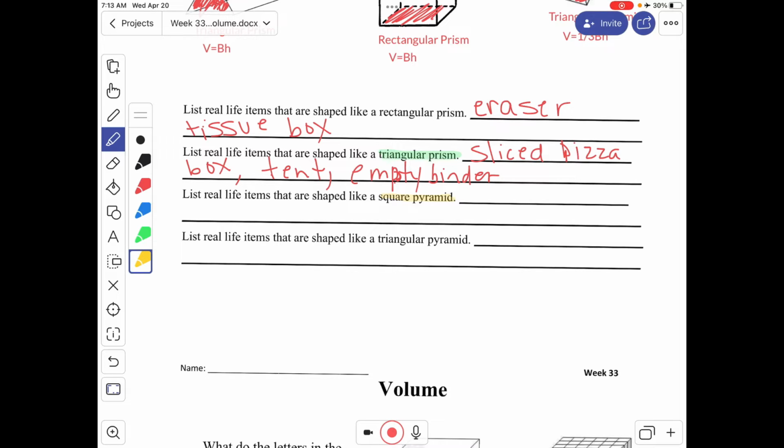What about a square pyramid? Sometimes pencil toppers, those erasers, those are shaped like square pyramids. They even have Rubik's Cubes that are shaped like square pyramids. A radio tower, that might be shaped like a square pyramid. Or sometimes a decorative fence post.